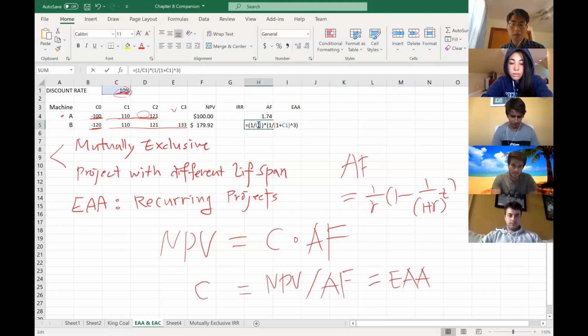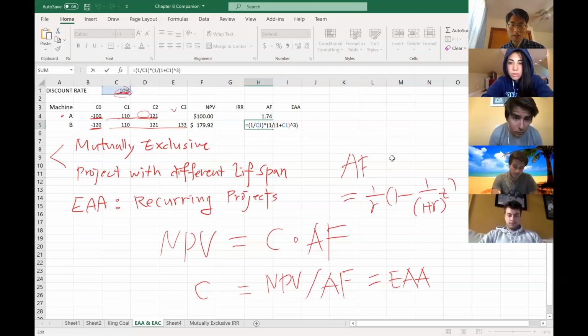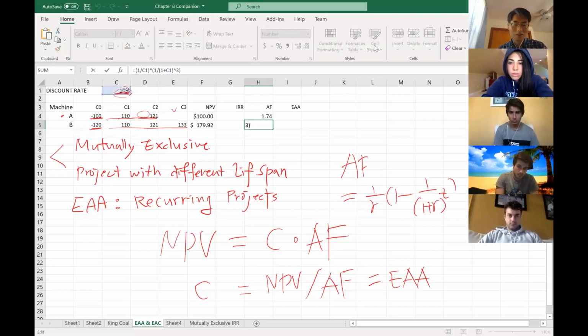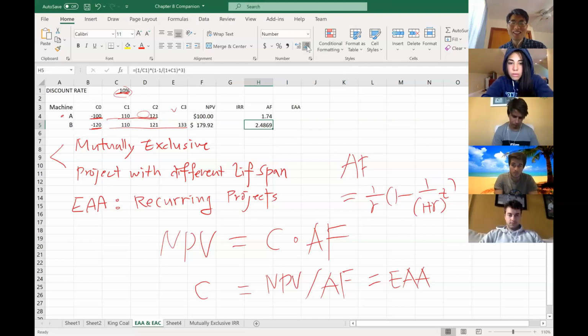Something is wrong. This is a pretty large number, probably because the discount rate is high. Oh, sorry. I thought this was strangely high. Right. Sorry about that. So the annuity factor of the 2-year project is 1.74, and of the 3-year project is 2.49.